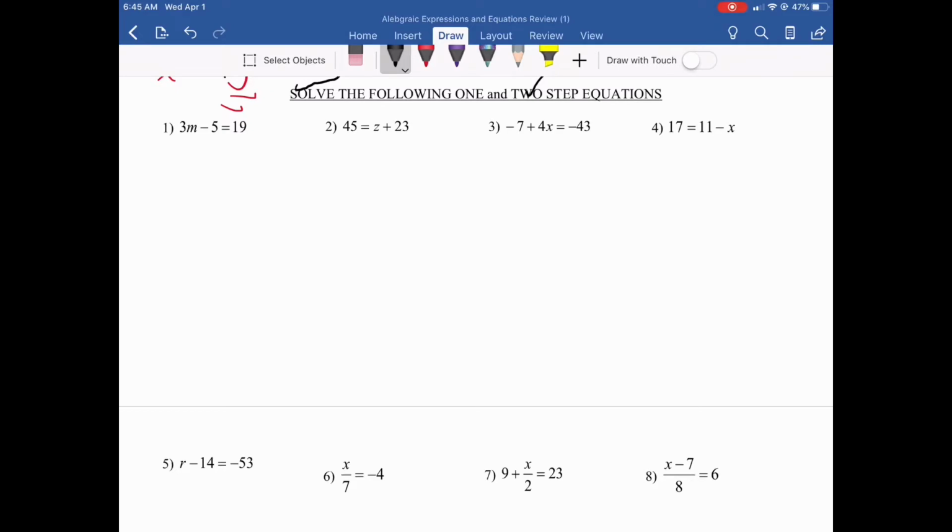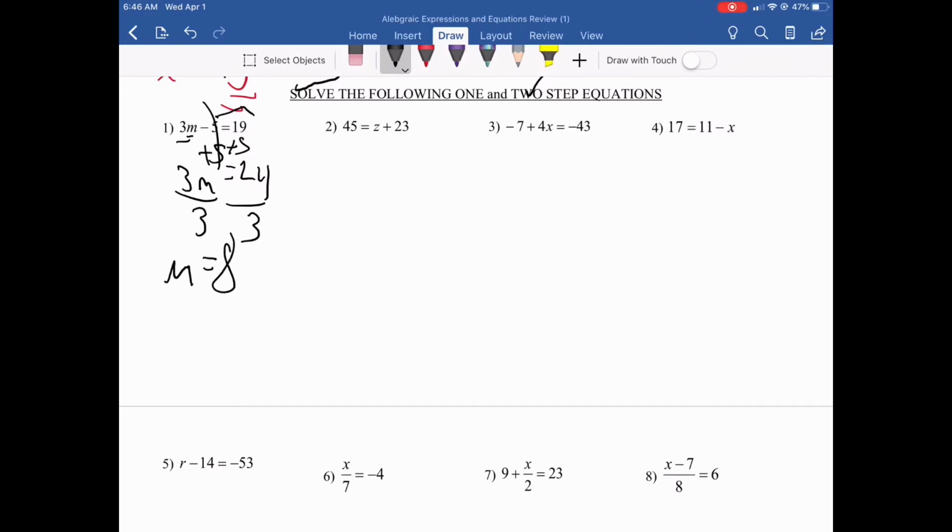So we want to get m over here by itself. The first thing we're going to do is the opposite of this -5. We want to move the -5 over there. To do that, we do the opposite, +5. This goes away. 24. 3m equals 24. Divide by 3.